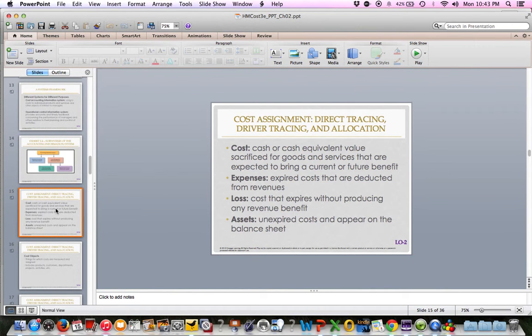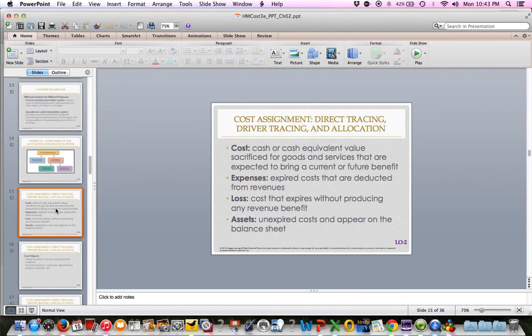So here it talks about cost assignment, direct tracing, driver tracing, allocation. And so a cost is basically something given up, cash or the equivalent of cash, something of value sacrificed for goods and services that are expected to bring a current or future benefit. So basically a company buying things that it needs to produce future goods or services.